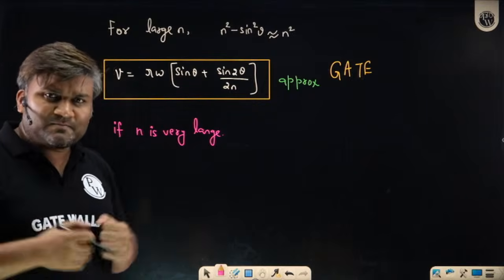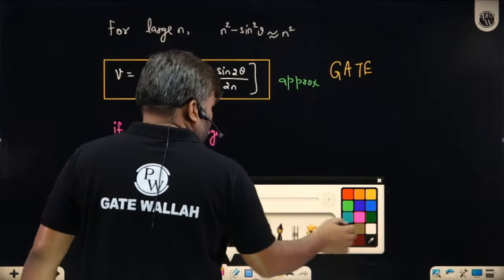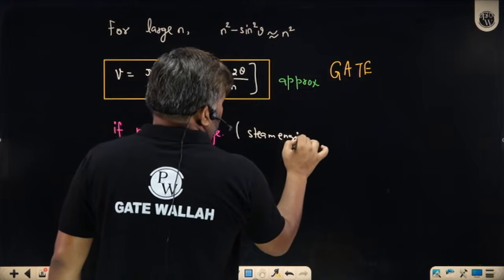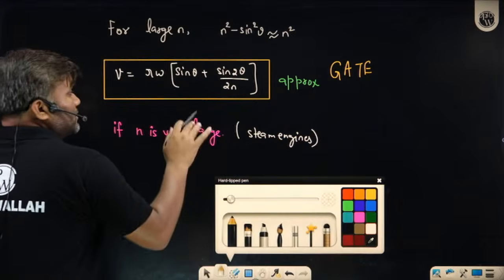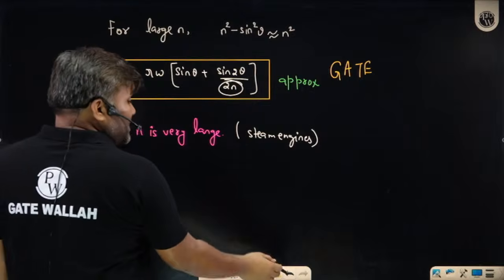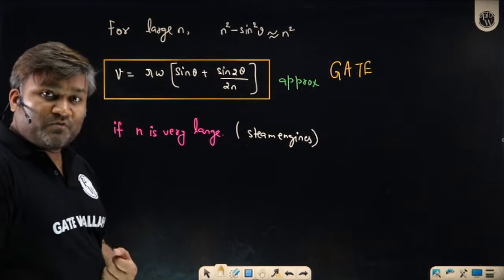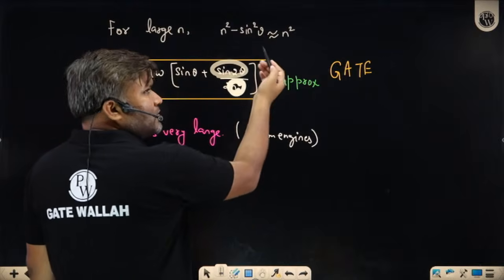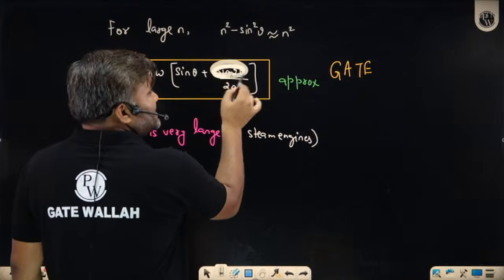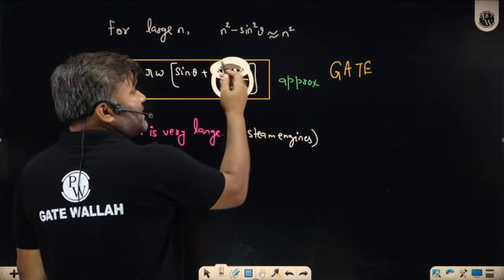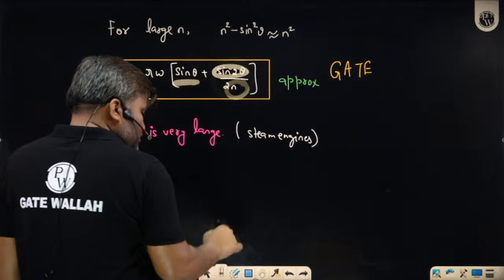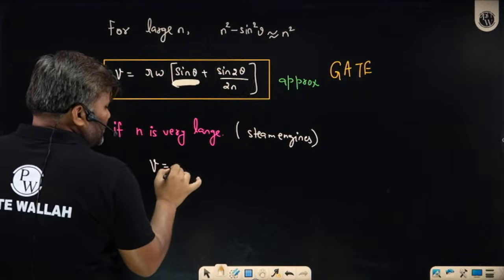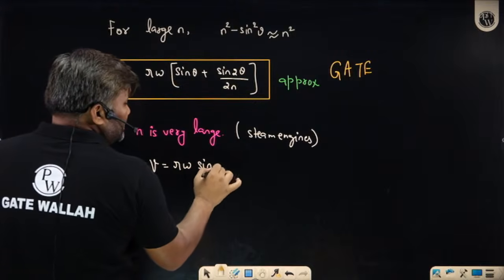Steam engines wala case. If n is very large, like in case of steam engines, very large ka matlab n ka value is 20, 15. So if this n is 15, sin theta is already less than 1. So something which is less than 1 divided by 20, this term becomes very, very less as compared to this thing. So I will ignore this entire term and I will be left with only sin theta. So velocity is equal to r omega sin theta.